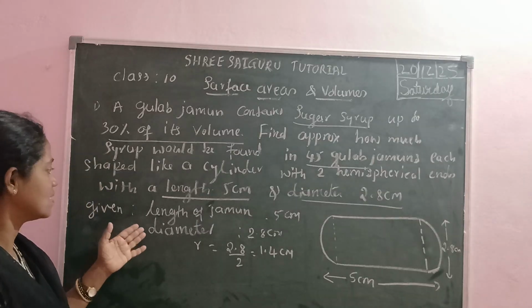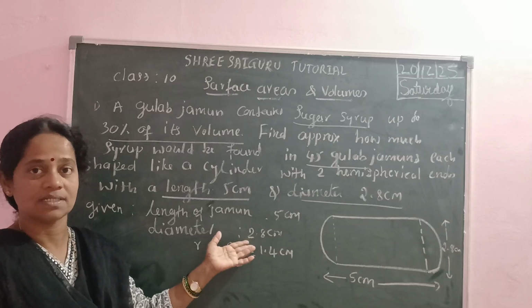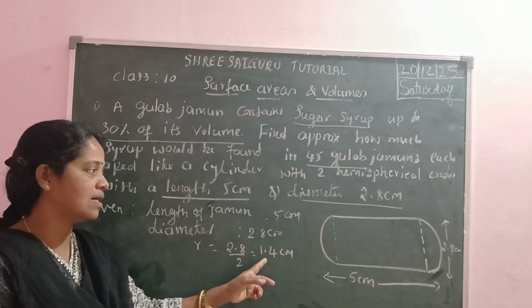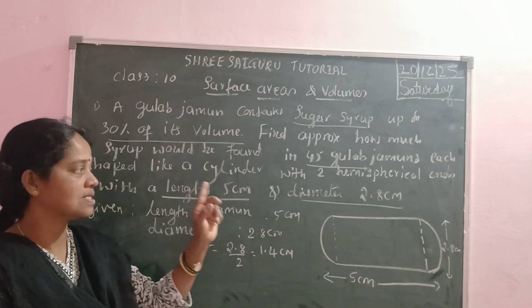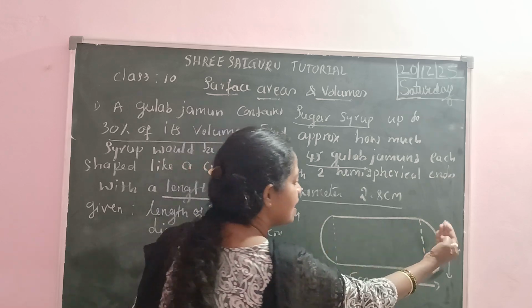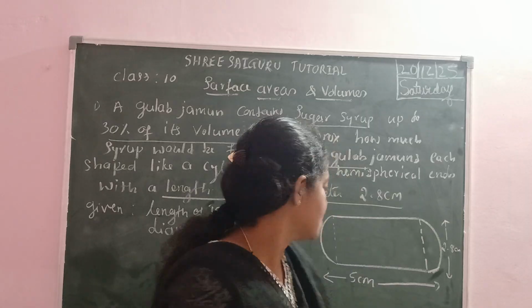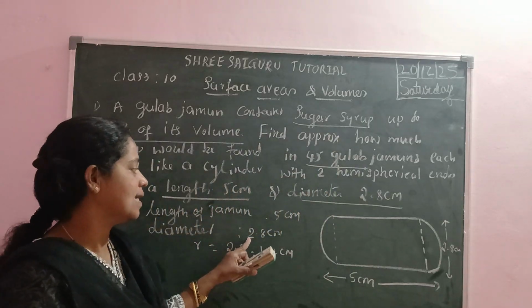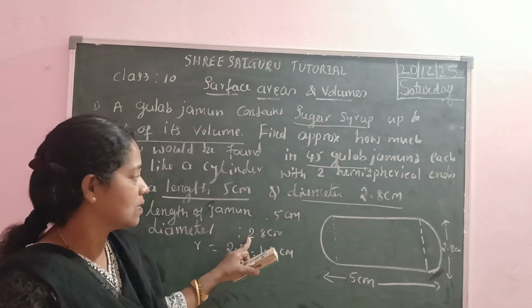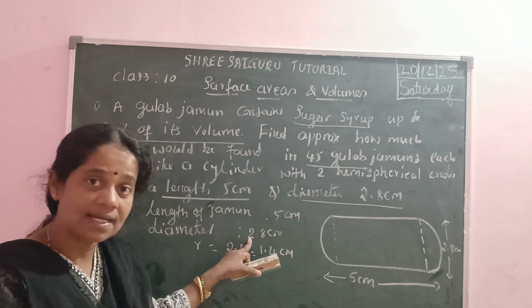So dear students, it is given here the length of the jamun is 5 centimeter, diameter is 2.8 centimeter. If diameter is given, you should calculate the radius. So 2.8 divided by 2 is 1.4 centimeter. So the diameter of the cylinder, this part is the cylinder, and the two hemispherical ends have the same diameter, that is 2.8 centimeter. But the volume of the cylinder, what is the formula? The volume of the cylinder is pi r square h.